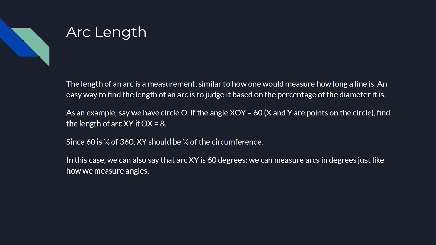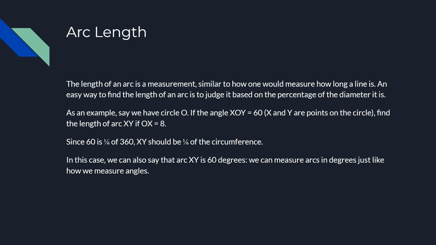So the length of an arc is a measurement similar to how one would measure how long a line is. An easy way to find the length of an arc is to find how long it is based on the percentage of the circumference, right? So if we have a circle O, and X and Y are points on the circle, and the angle XOY is equal to 60, find the length of arc XY if OX is equal to 8.